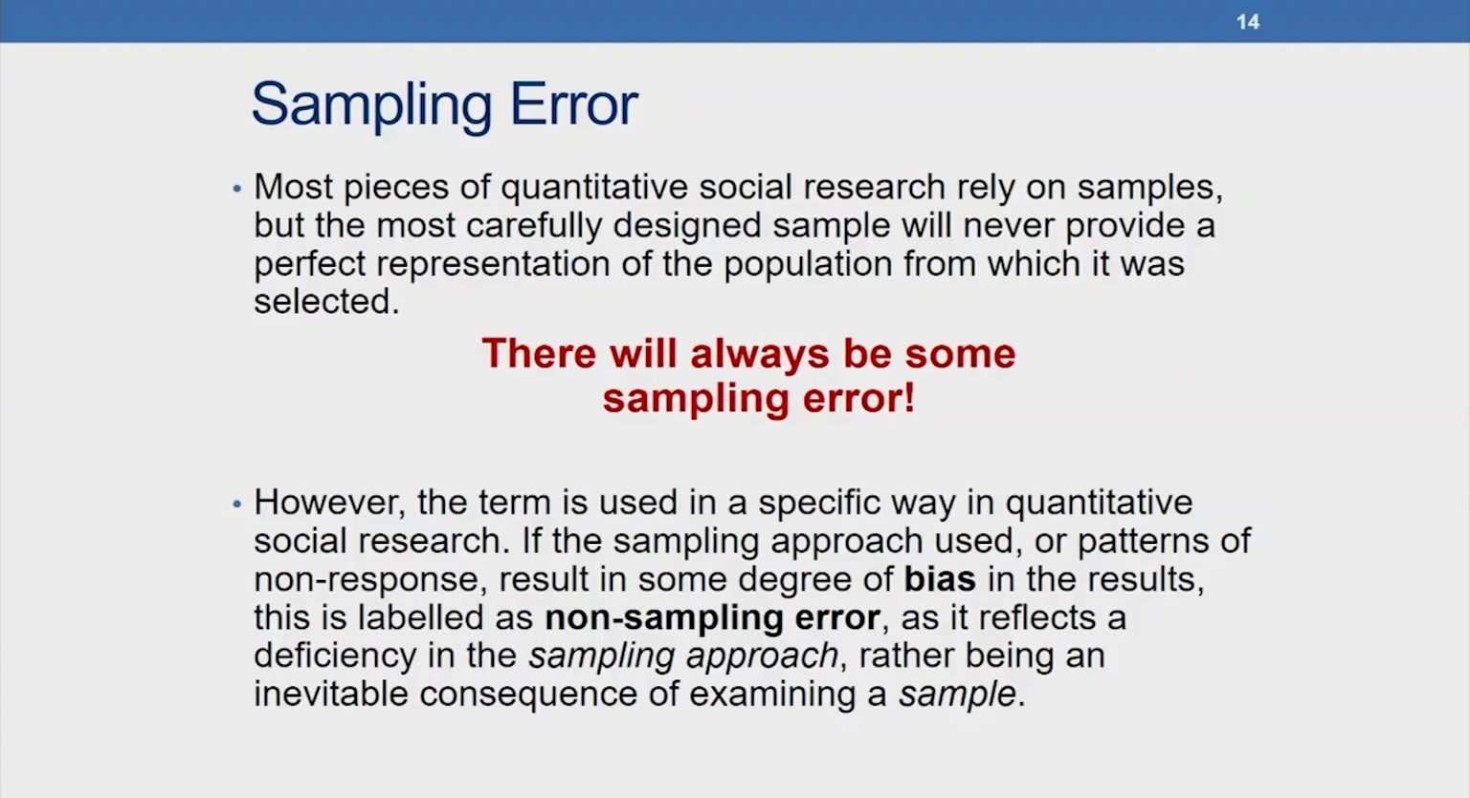The term is used in a specific way in quantitative social research. If the sampling approach used or patterns of non-response result in some degree of bias, remember we spoke about investigator bias and respondent bias when we were talking about survey design, and therefore, when designing questionnaires, we have to keep these biases in mind. It is these biases that enter into error, and these are referred to as non-sampling error, as it reflects a deficiency in the sampling approach, the way we have carried out the sampling, rather than being an inevitable consequence of examining a sample.